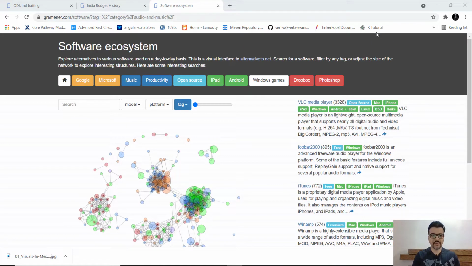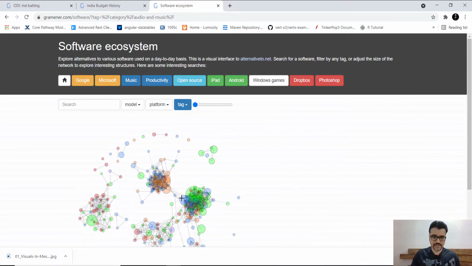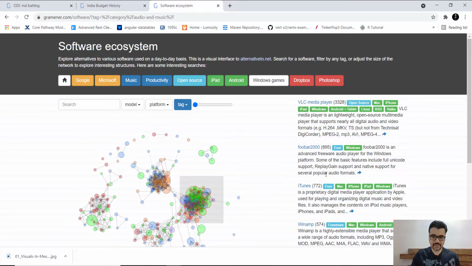Now let's look at one more example of visualization. The one which you are seeing on this screen is a software ecosystem, which is a clustering of several software based on the common grounds of features. So here you will see that if I hover over or select this cluster, it will have certain software here, and if I select this cluster, it will have different software here. Based on usability and the number of features provided by these software, these are clustered.